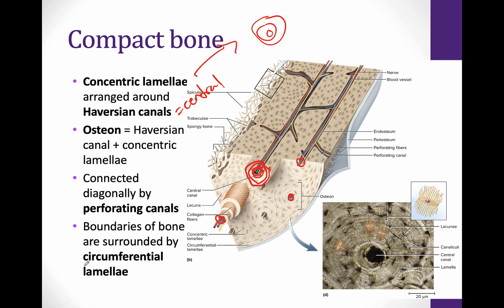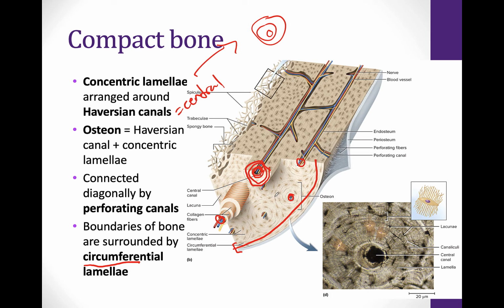Circumferential lamellae, so let's talk about geometry. What's the circumference of something? Circumference is the entire outside. So the circumferential lamellae are out here. These are going to make circles all the way around outside the circumference of the bone.